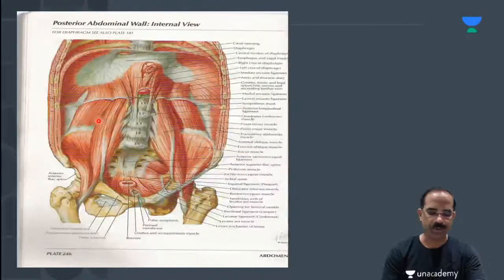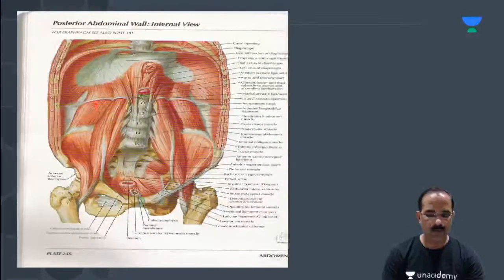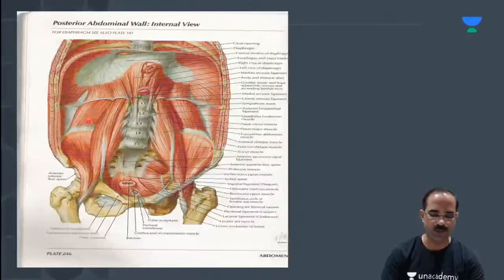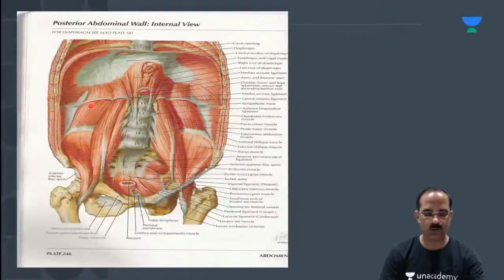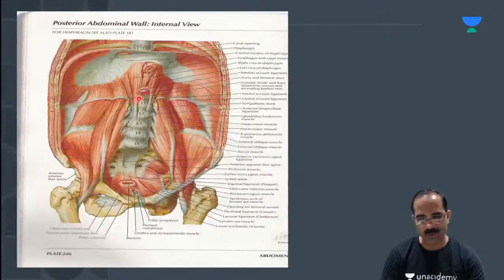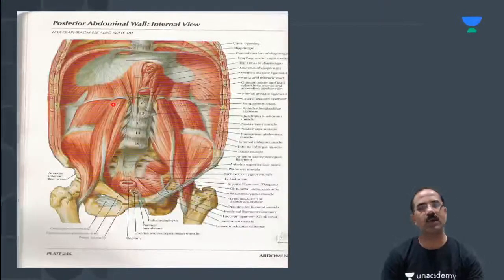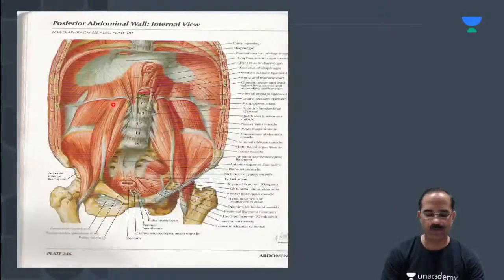And what is this ligament? This is the lateral arcuate ligament, and that's a thickening of the anterior layer of the thoracolumbar fascia. So that's the medial arcuate ligament, and that's the lateral arcuate ligament. Clear, students? The medial arcuate ligament is a thickening of the psoas fascia. The lateral arcuate ligament is a thickening of the anterior layer of the thoracolumbar fascia.